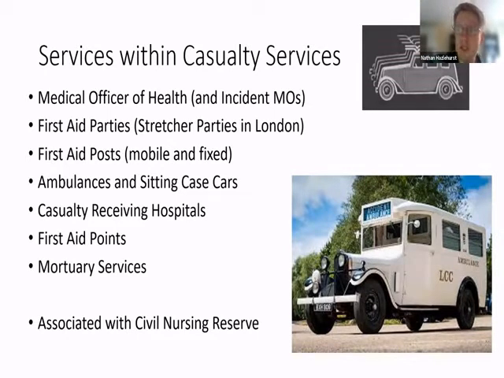You have ambulances and sitting case cars. Sitting case cars were literally that. They were private vehicles that the ambulance service would use, put minor injuries into them and take them to a first aid post. Ambulances, the ambulance in the bottom right is a London County Council ambulance. It is a Talbot from 1935. This exact ambulance is still owned by the London Ambulance Service in their historic collection, which is based in Kemsing in Kent. And that vehicle went through the Second World War.